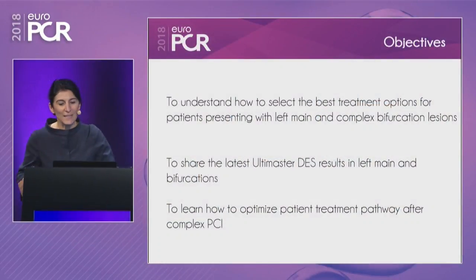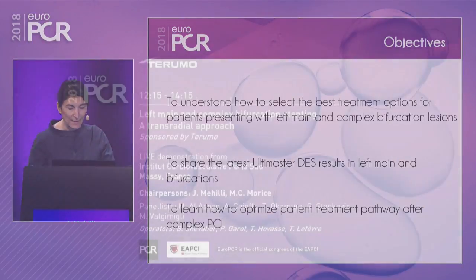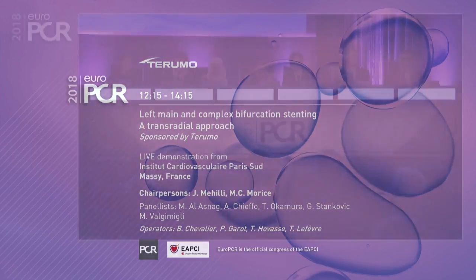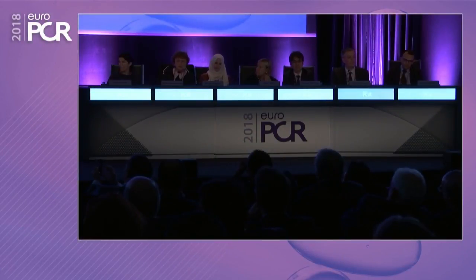So the objectives of this session are, first, to understand how to select the best treatment options for patients presenting with left main and complex bifurcation lesions; to share the Ultimaster DES results in left main and bifurcation; and to learn how to optimize the patient treatment pathway after complex PCI. Please, Dr. Mamas will give us the results on Ultimaster in left main and bifurcation lesions.